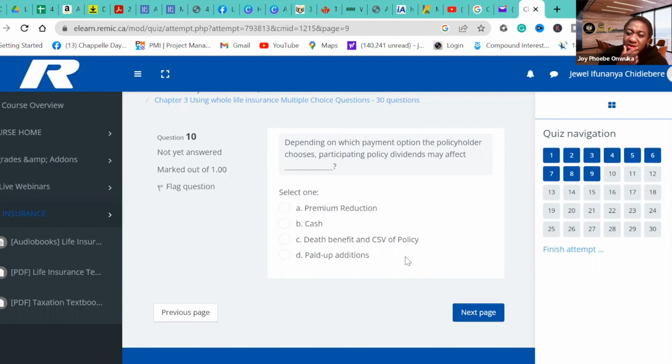Select one. We can use it to reduce premium, which is an option. We can collect it in form of cash. Can use it for paid up addition. And also, it can affect death benefits and cash surrender value of the policy. How can it affect death benefit? So they are not telling us which method of receiving the participating dividend. Say the policy dividend may affect.